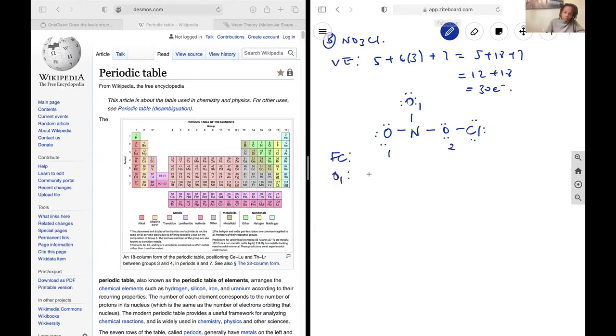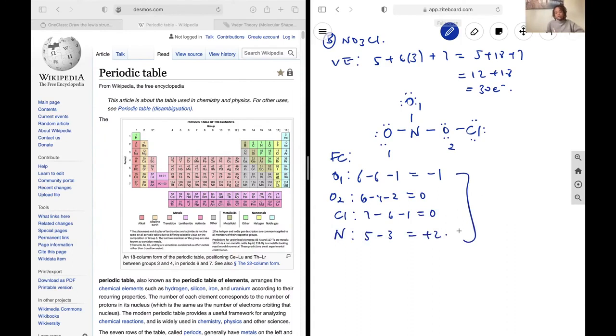So on the first oxygen, it'll be 6 minus 6 minus 1, and so that's going to give us a -1. On the second oxygen, it's going to be 6 minus 4 minus 2, yielding 0. On the chlorine, it is going to be 7 minus 6 minus 1, yielding 0. And lastly, on our nitrogen, it is going to be 5 minus 3, yielding +2. So again, we're running into the same issue of, A, the net formal charge is not equal to what it's supposed to be, which is 0. And additionally, we have not minimized the formal charges.